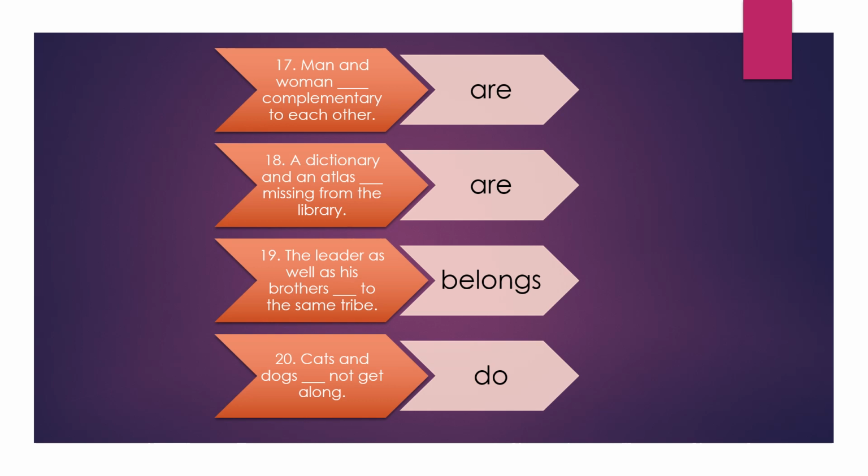The leader as well as his brothers dash to the same tribe. Now, the leader as well as his brothers. We've spotted "as well as." We will start placing our bracket here and close the bracket after the subject that follows, and this entire thing will now be ignored. You will not read this, you will not consider this, you will only be reading the subject that is placed before, with, along with, as well as, accompanied by, together with.